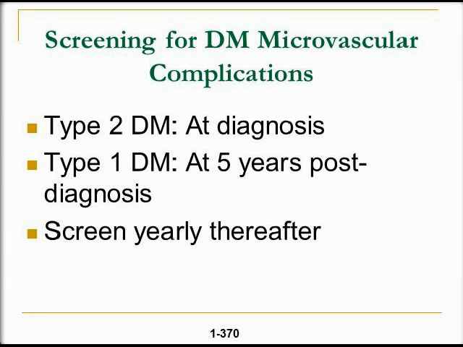Type 2 diabetes, they may have diabetes for a long time. Some patients may have it for 5-10 years and don't even know it. They've had hyperglycemia that long, but they didn't actually get diagnosed because they weren't screened properly. So for patients with type 2 diabetes, to at least screen for some of these complications, whether we're talking about retinopathy, nephropathy, neuropathy, you want to screen them right away at diagnosis.